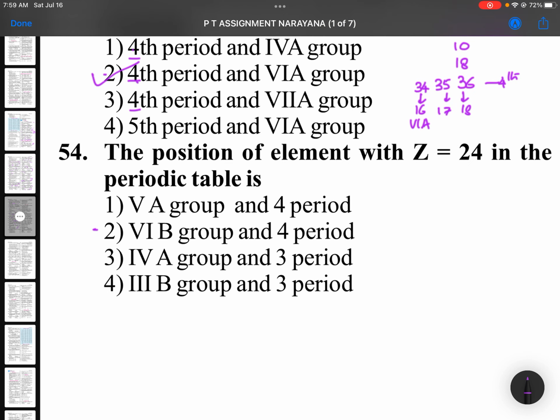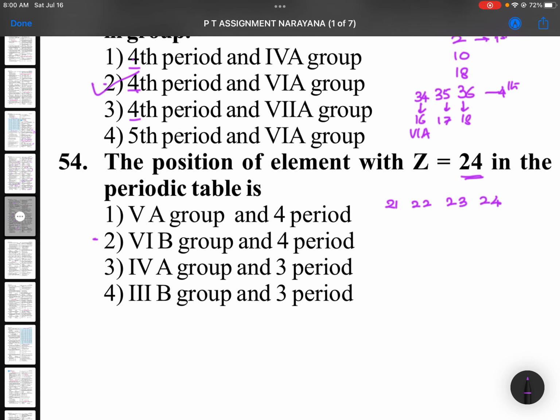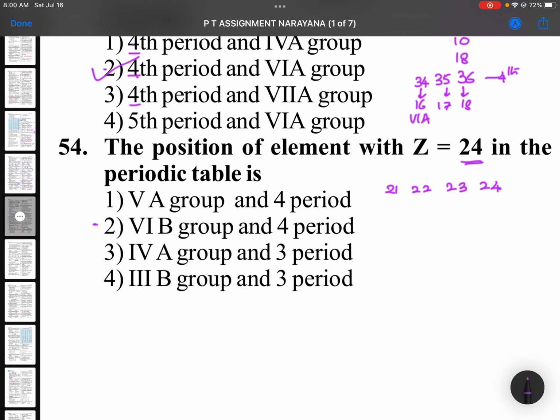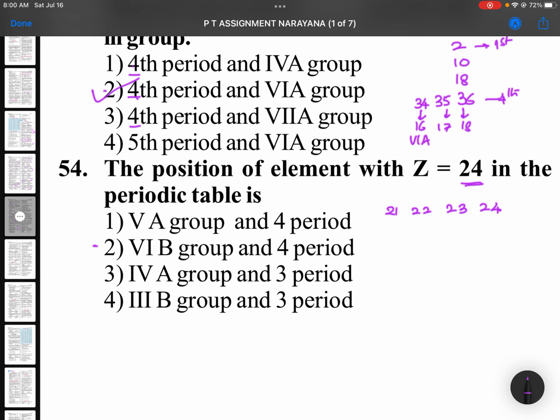The position of the element with Z equal to 24 in the periodic table: 21, 22, 23, 24. As I told you, 24 again will come in the fourth period only. You can see the above 2, 10, 18, 36. 19, 20: this is the first A group, this is the second A group, this is the third B group, this is the fourth B group, this is the fifth B group, and this is the sixth B group.